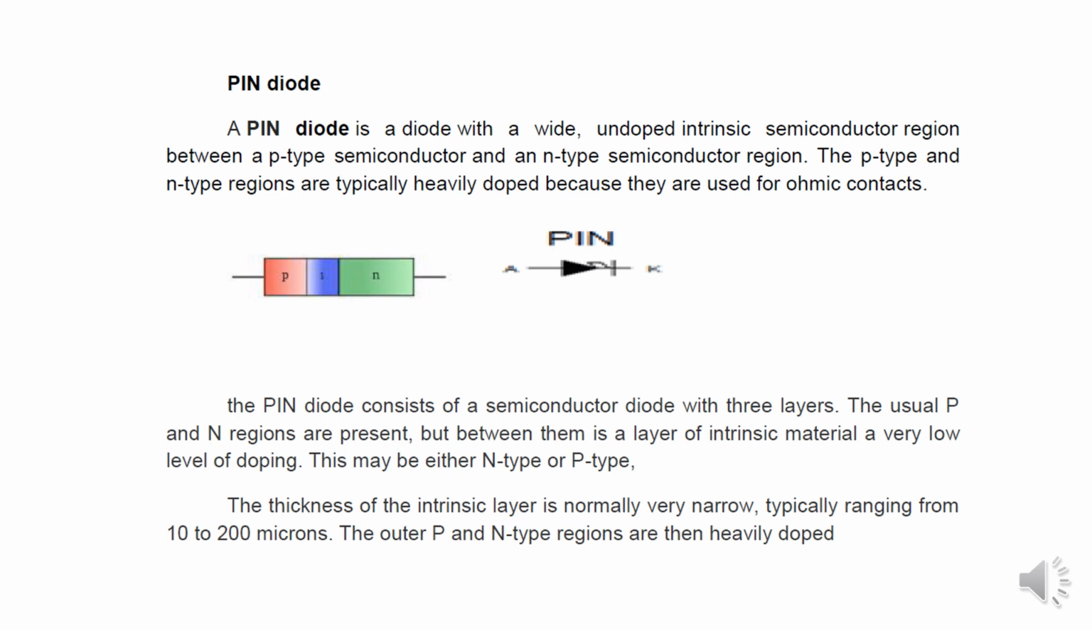It consists of a semiconductor diode with three layers. The usual p and n regions are present, but between them is a layer of intrinsic material, a very low level of doping. This may be either n-type or p-type, and the thickness of the intrinsic layer is normally very narrow, typically ranging from 10 to 200 microns, and the outer p and n-type regions are heavily doped.